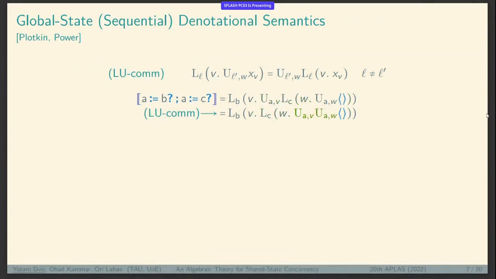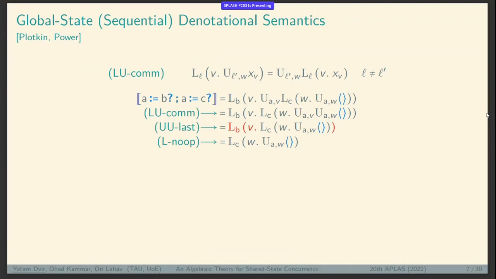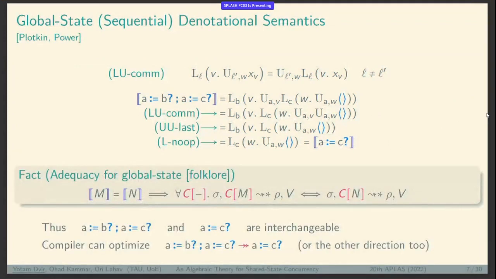And we can keep going. We have two updates in sequence, so we can just throw away the first one because it's being overwritten. And now we have a lookup that's not being used anywhere, so we can just throw it away. And lo and behold, we get the denotation of the shorter of the two programs. So using adequacy for global state, the sequential setting, which is already known, we find that they are interchangeable, right? That's what we saw earlier too.